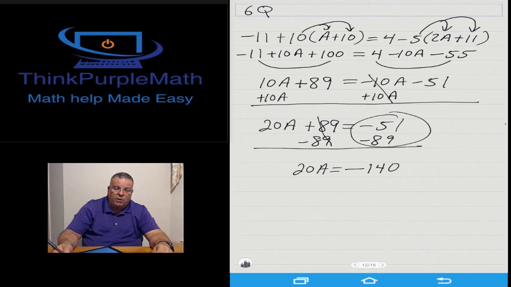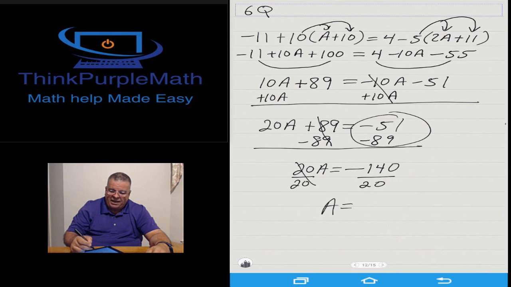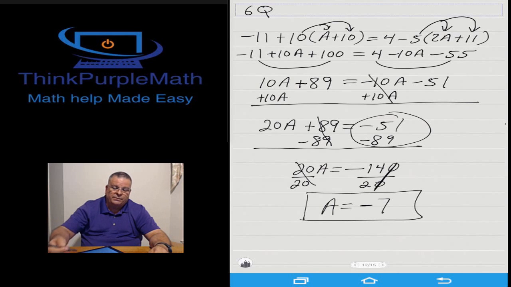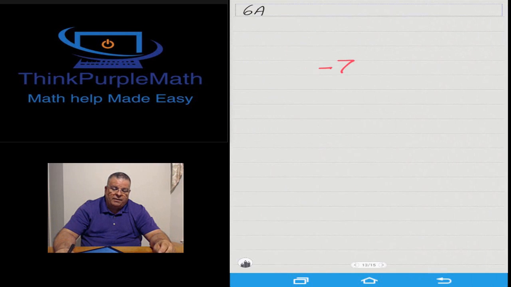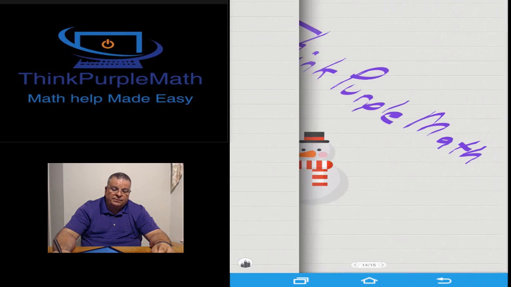Now we're almost done. We're going to have one more step, and we're going to divide each side by 20. And we have an a. A negative divided by a positive is a negative. You could, if you needed to, take off a 0. You get a 7. So your final answer is a is equal to negative 7. And there are the steps. There's a process, and there it is, negative 7 final answer.